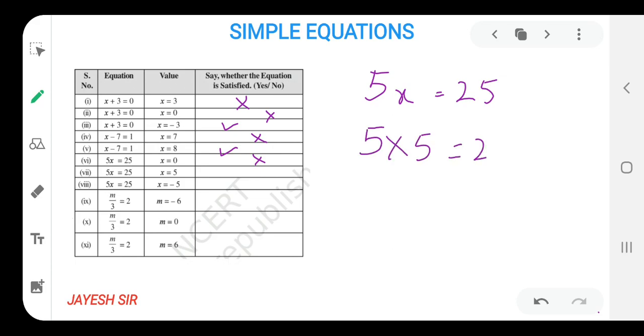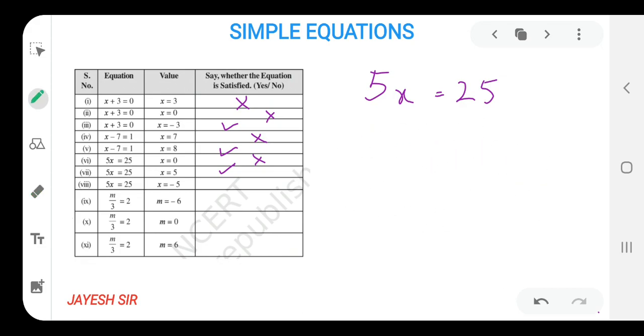5 times 5 is equal to 25. That means 25 equals 25. This satisfies, so we can say that this is the correct value of x for the equation number 7. The value of x would be 5. So let us begin with the next sum, that is the eighth sum.